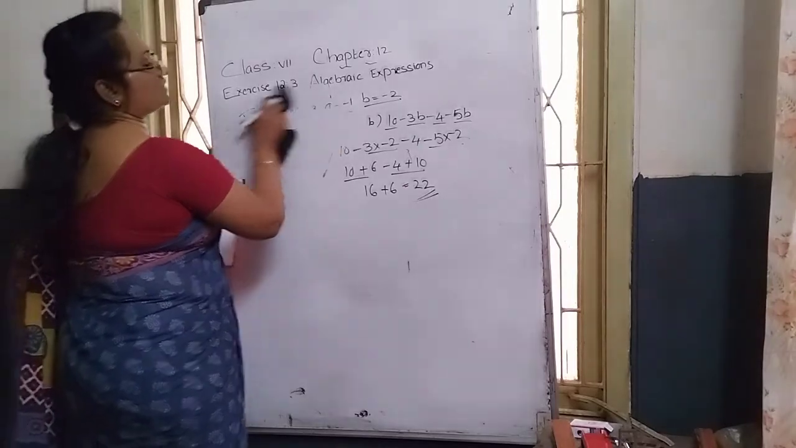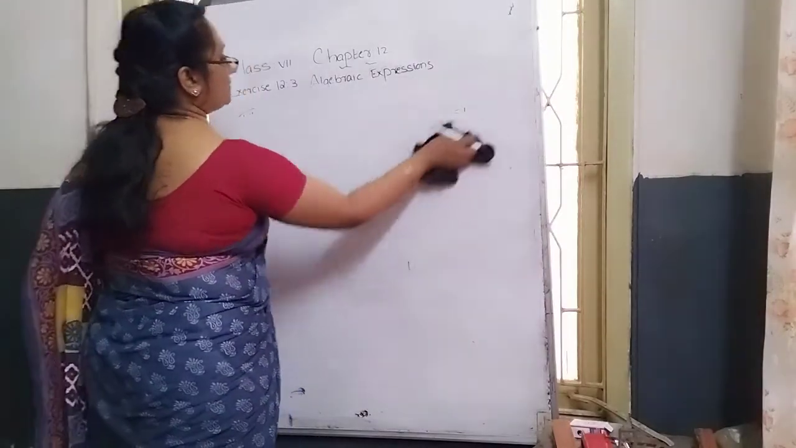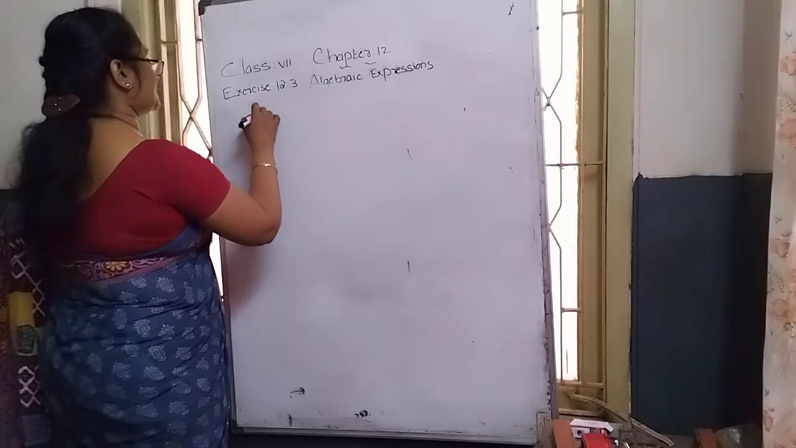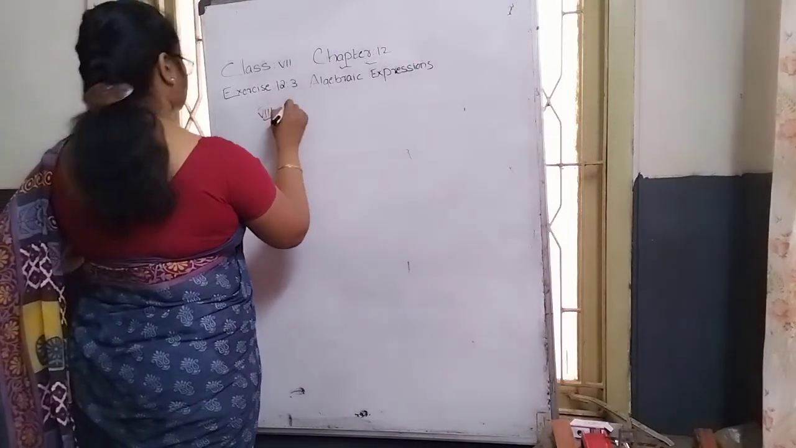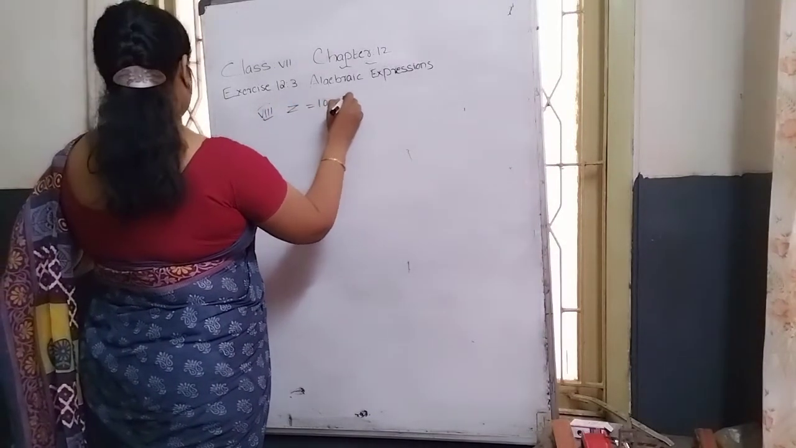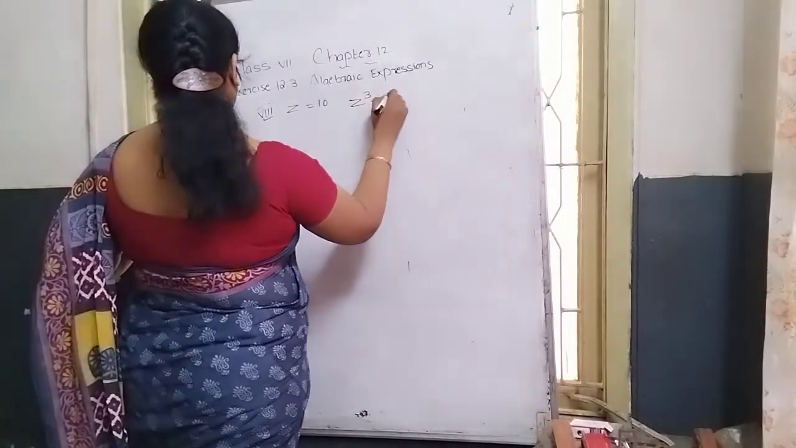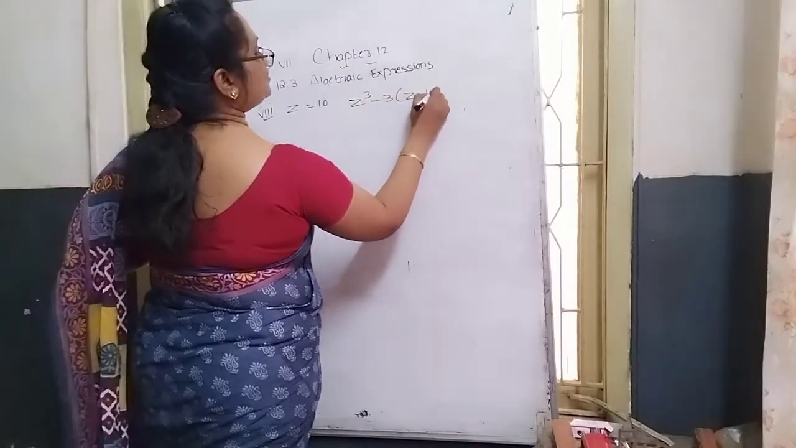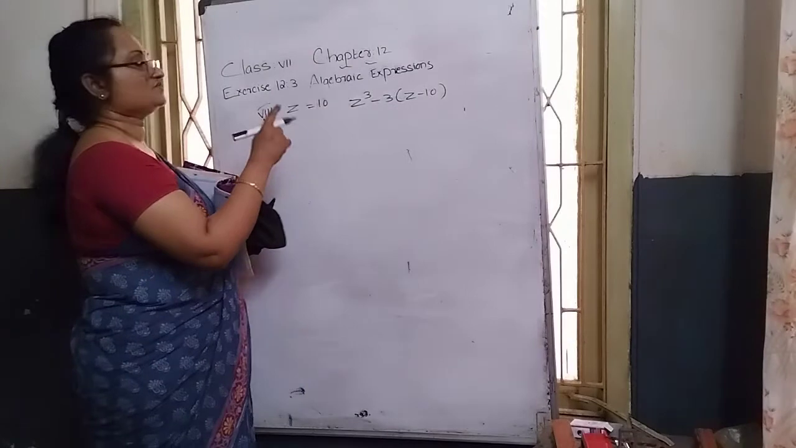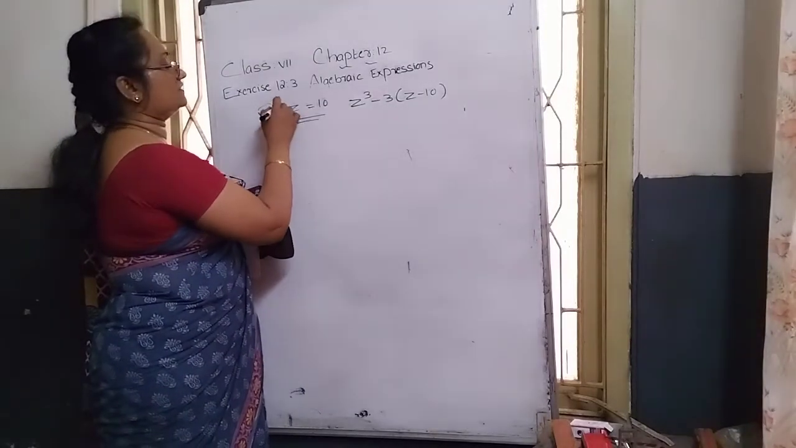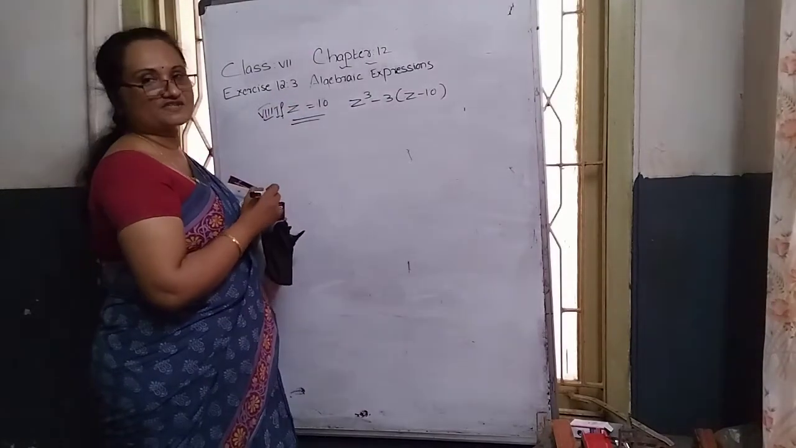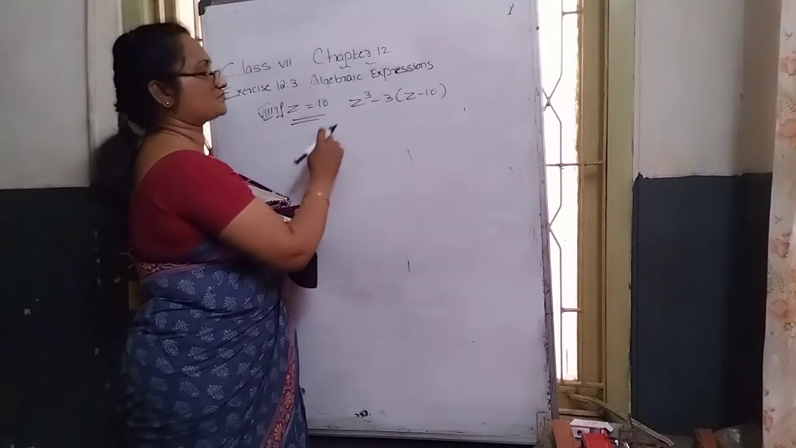Next we go through the 8th problem. In the 8th problem, the z value is given as 10. Find the value of z cube minus 3 into z minus 10. In this way the expression is given. In place of z, what value do we want to substitute? 10. So this expression is taken.